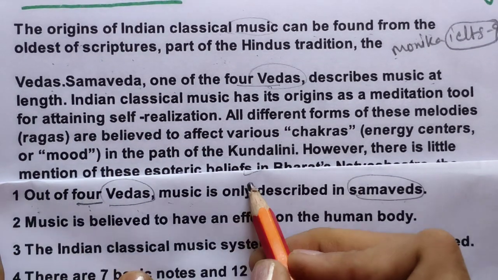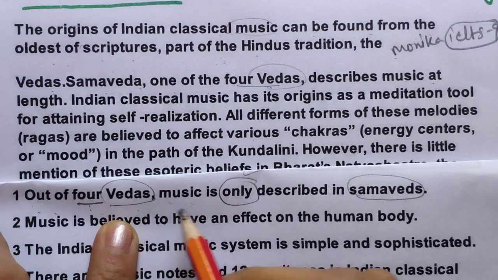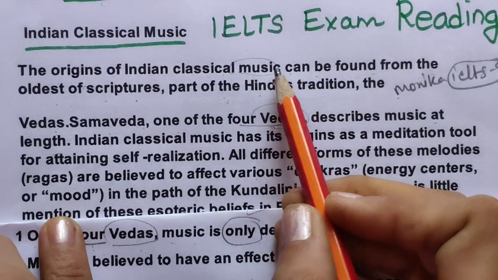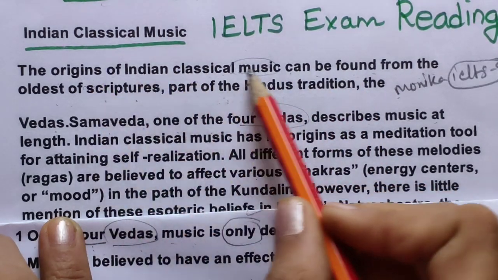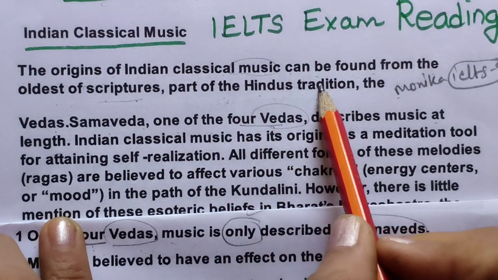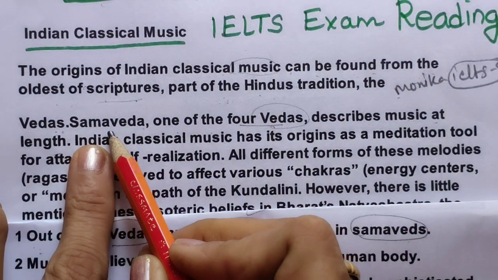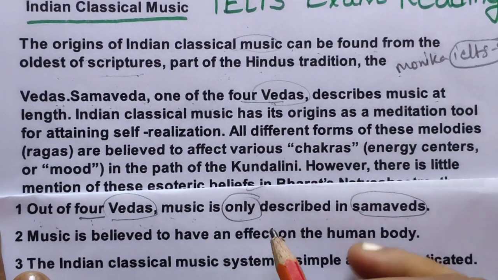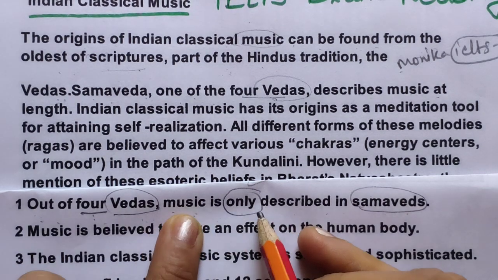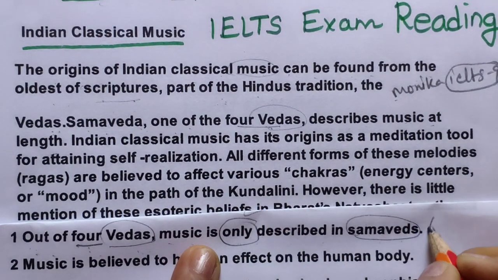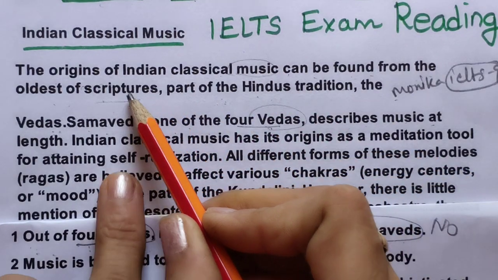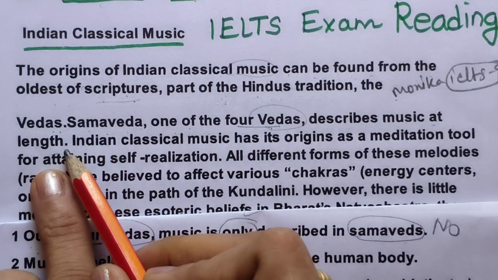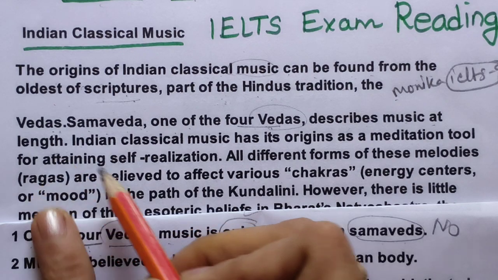So the question is, out of 4 Vedas, music is only described in Samveda. The first part is that music can be found in the oldest scriptures, part of Hindu tradition and the Vedas. And Samveda is one of the 4 Vedas. It means what? The answer is just about the word "only," please think about it. So this is wrong, this is no, because music description can be found here also, but Samveda is the one out of the 4 Vedas where music has more description, at length.